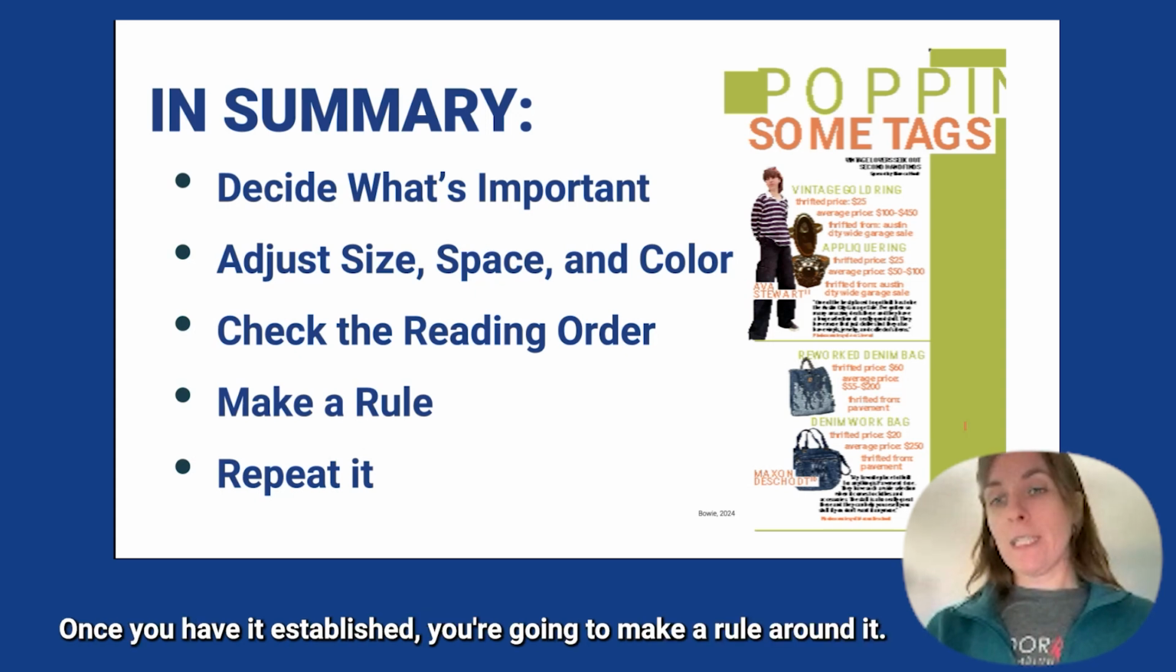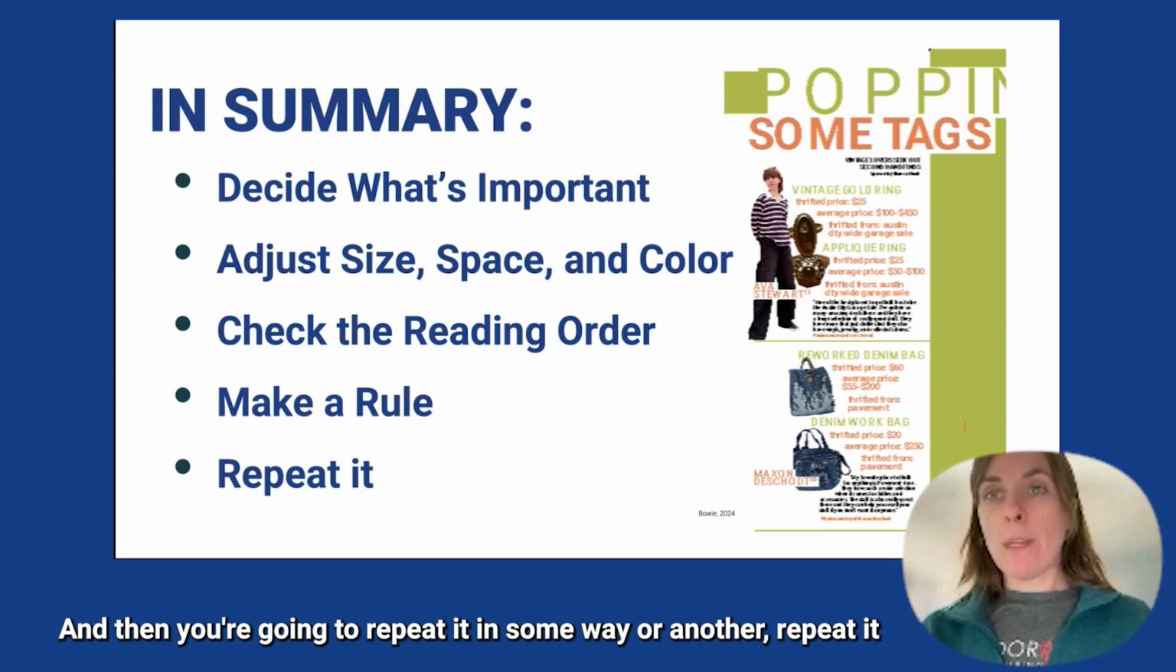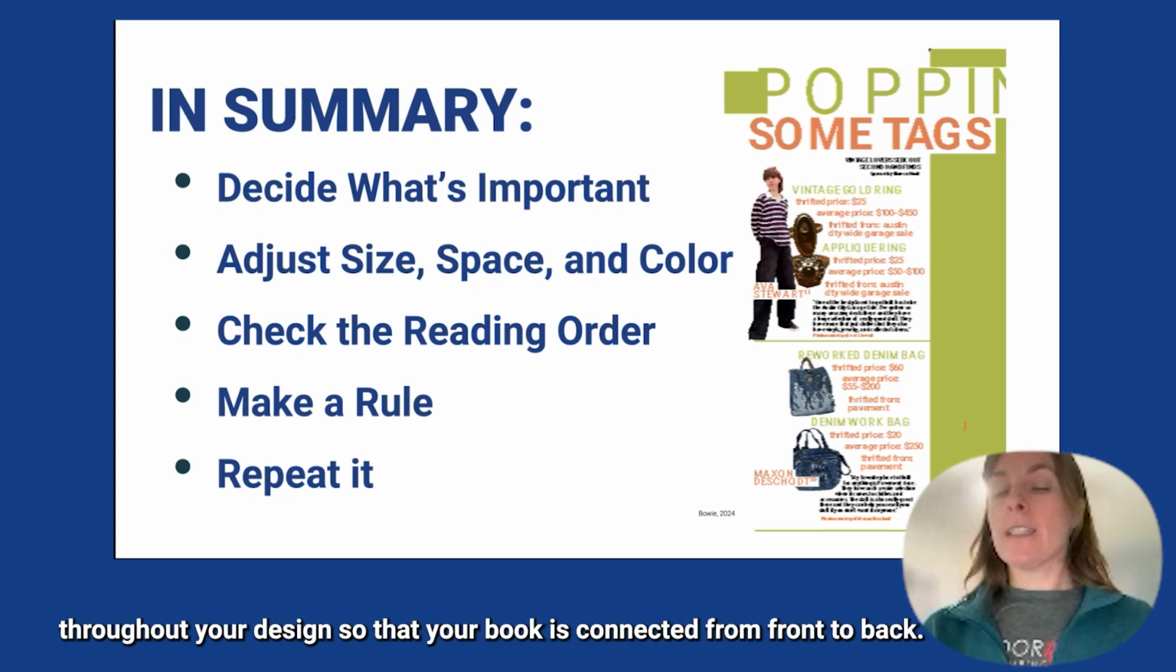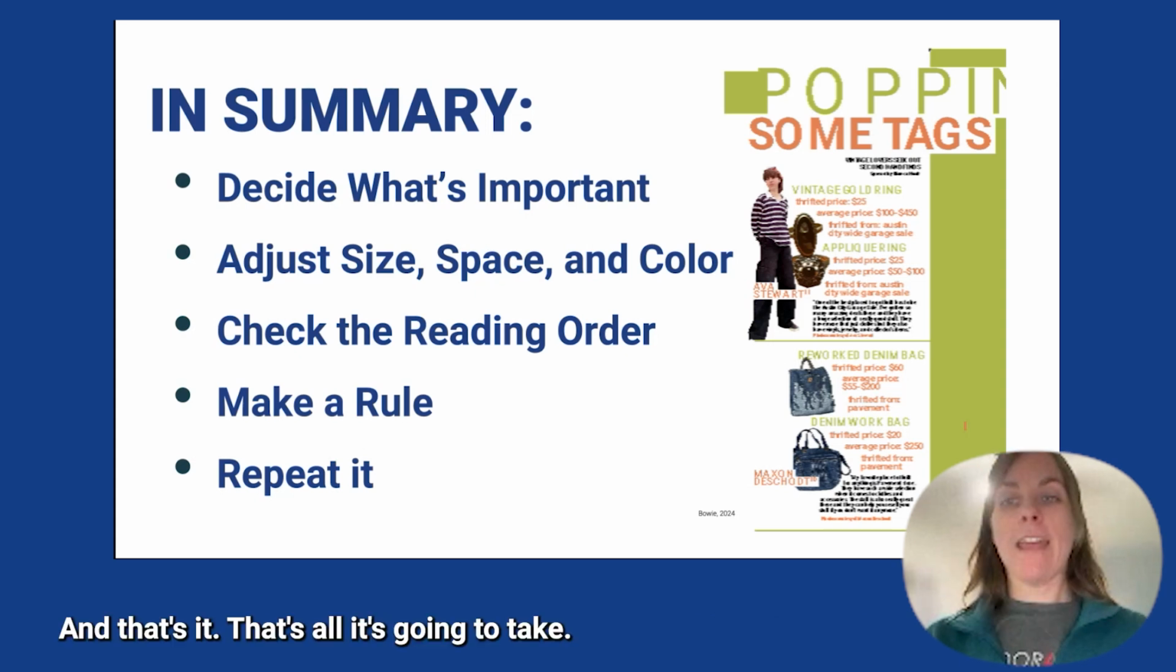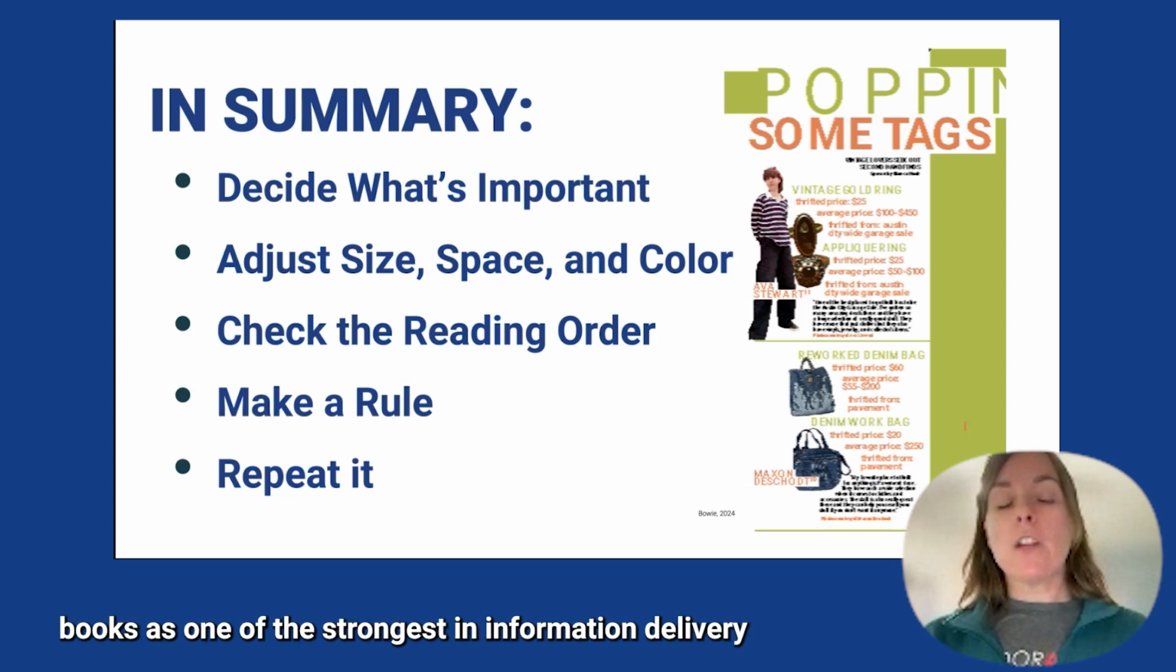Once you have it established, you're going to make a rule around it. And then you're going to repeat it in some way or another, repeat it throughout your design so that your book is connected from front to back. And that's it. That's all it's going to take. And you're going to have an amazing book that's going to stand out among your books as one of the strongest in information delivery, in hierarchy, and engagement.